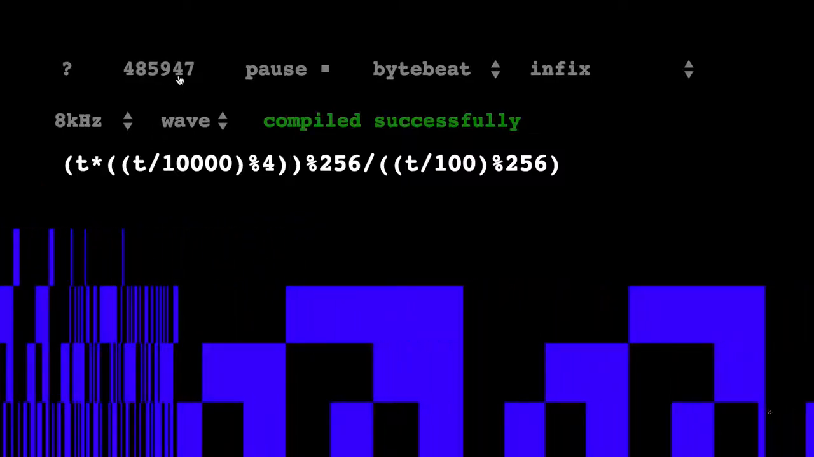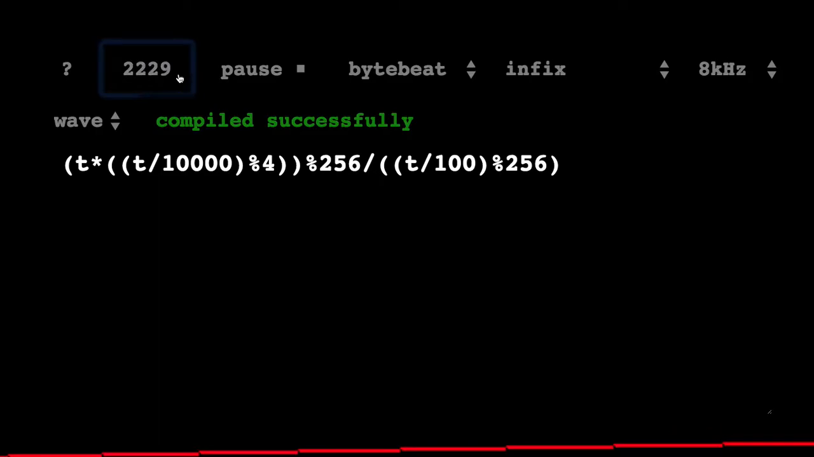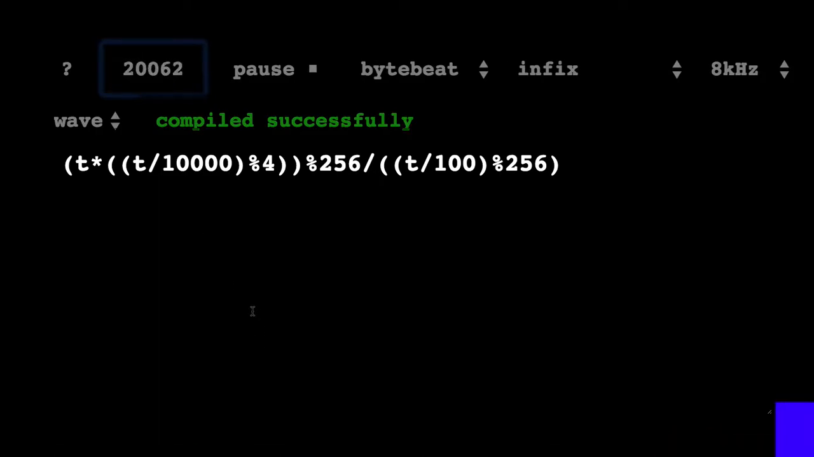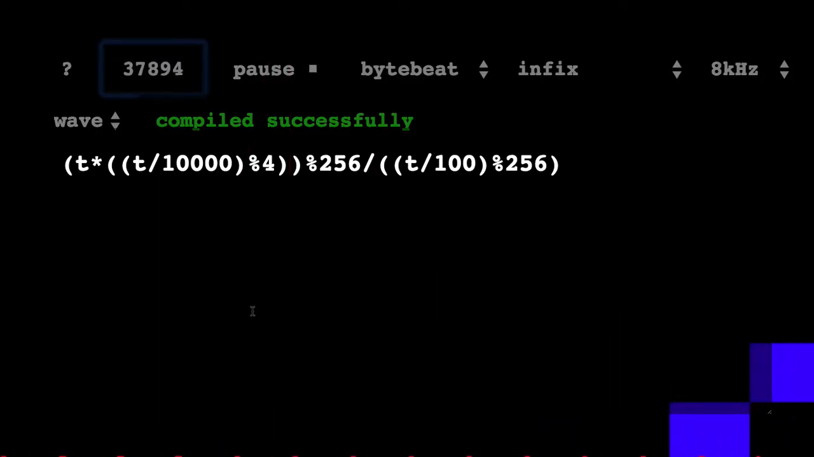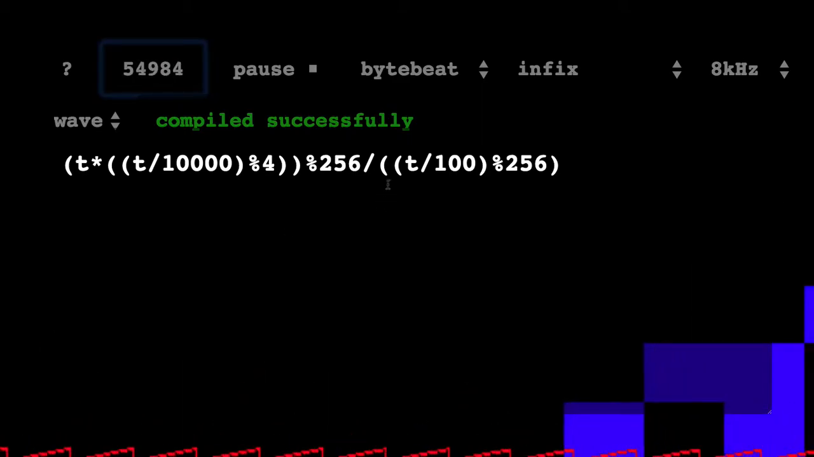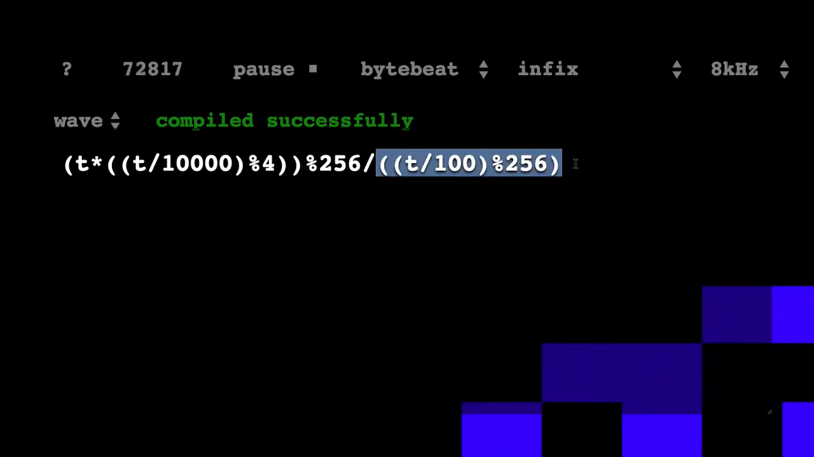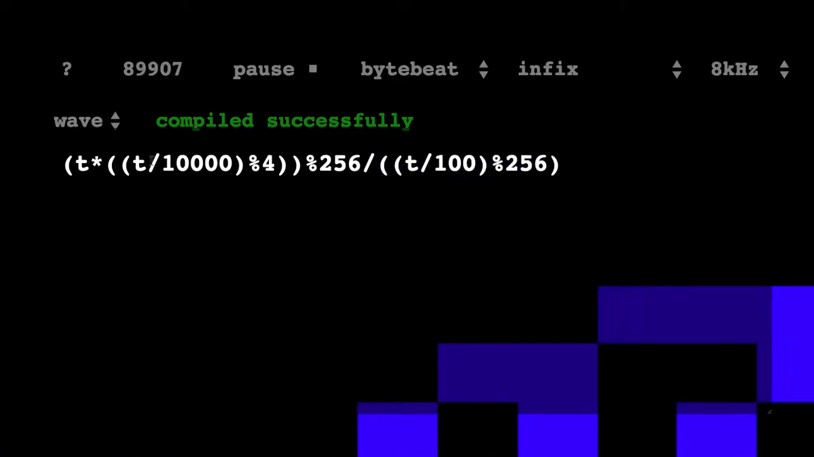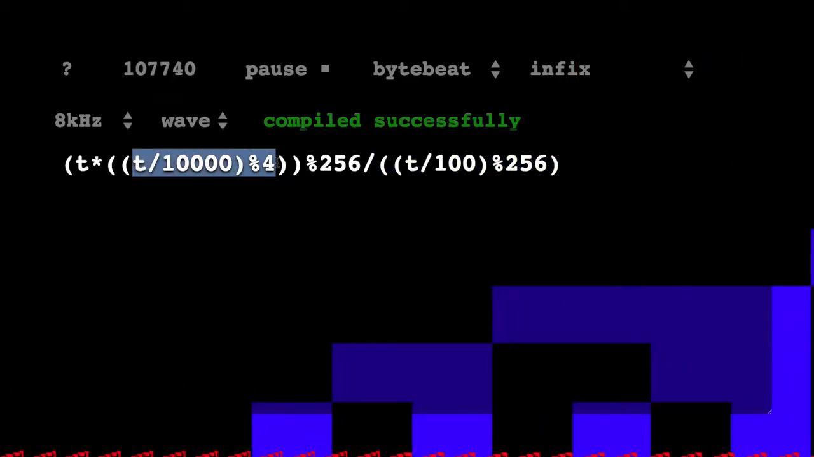Okay, now can you hear the pitch changing? I'll start it over and it'll start low. So now I've got it fading in and out over time regularly. I've got the pitch changing over time.